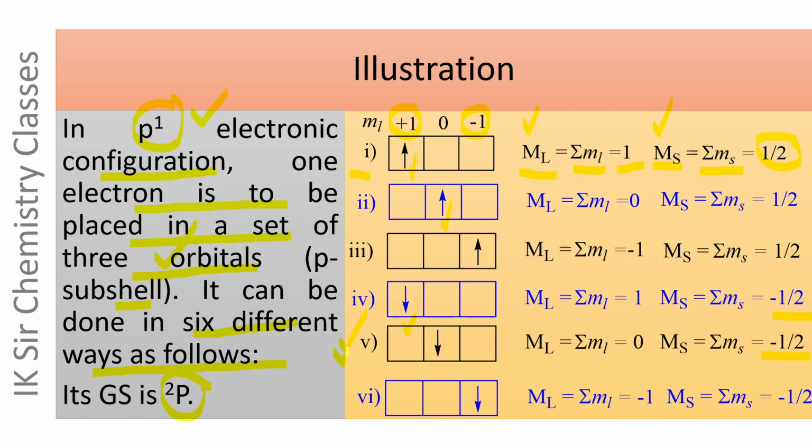There are 6 electronic arrangements for p1 electronic configuration. And on the basis of these microstates, the ground state term symbol for p1 electronic configuration has been derived to be doublet P.